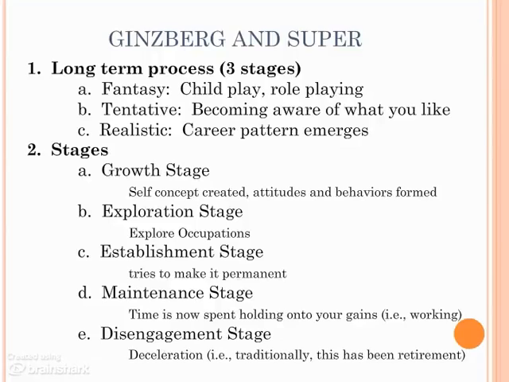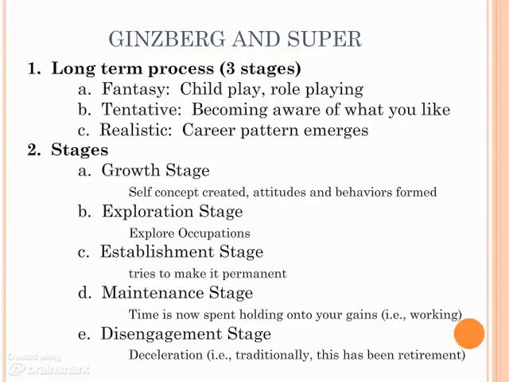The tentative stage is when people begin to become aware of what they like. So perhaps when kids start school, or high school students start realizing that they like science or reading or math. And the realistic stage is when an actual career pattern begins to emerge.